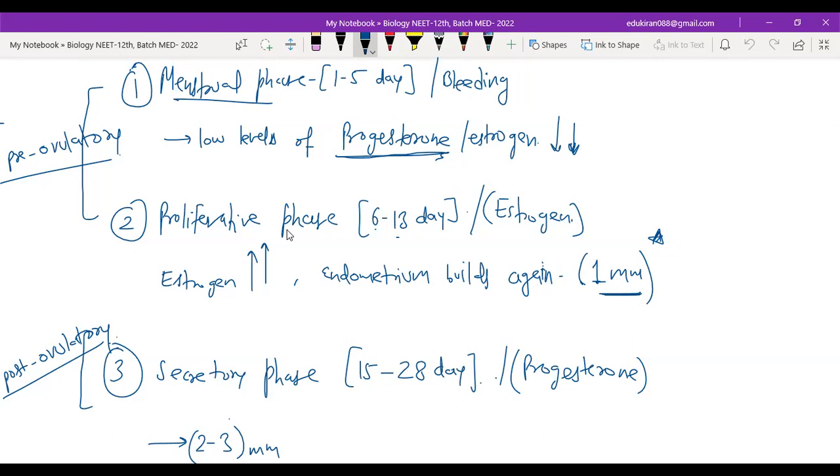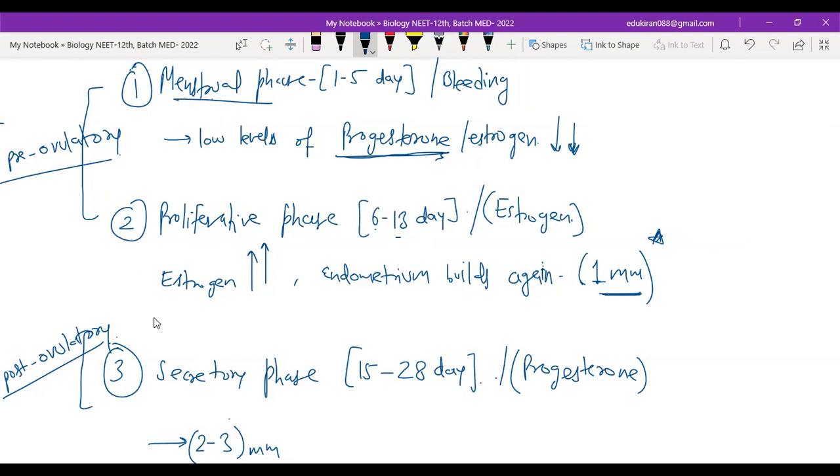Can we come to the third phase now? Sir, can you repeat this point? Yeah, the point was estrogen is the dominant ovarian hormone during the pre-ovulatory phase. This is exactly the sentence that was asked in the question. I'm just telling you that in the uterine cycle, both the menstrual phase and the proliferative phase come under the pre-ovulatory phase because it's happening before day 14. Okay, I got it.